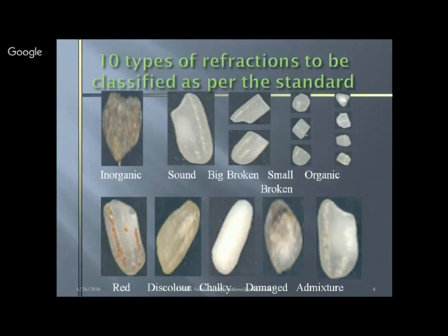Now mind it, it is like a classification within a classification. It's a class within a class. An object, a grain, could be sound and also red at the same time. No, sorry. Once it is sound, we consider it perfect. So ideally it is sound, full size, and has no color defect. But the other 9 classifications involve some problem in terms of size or color.